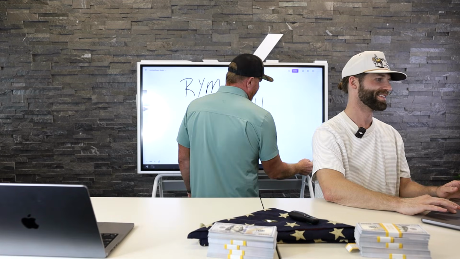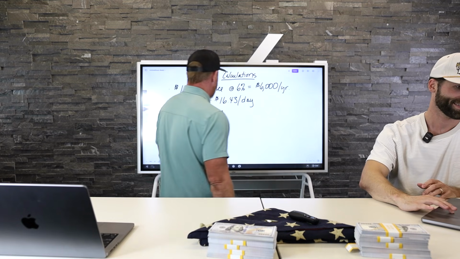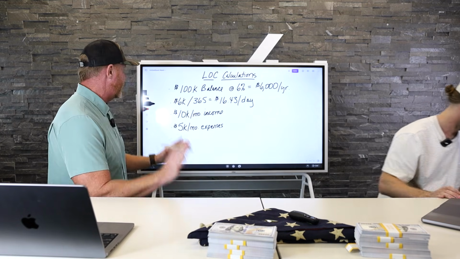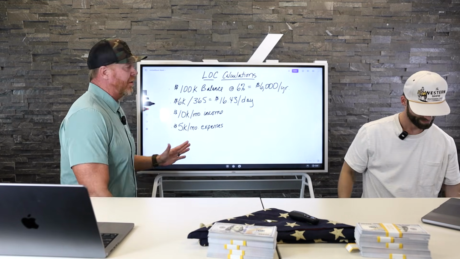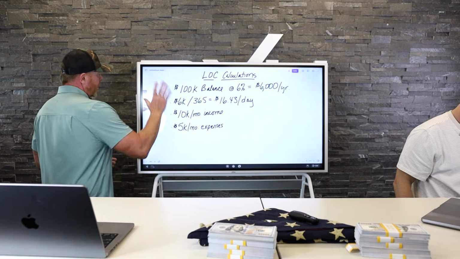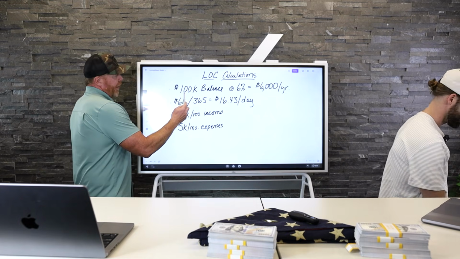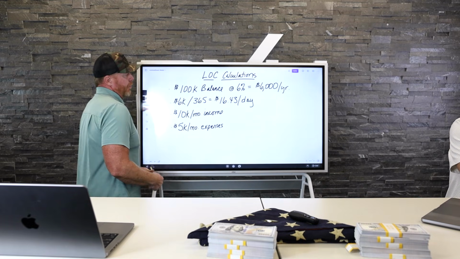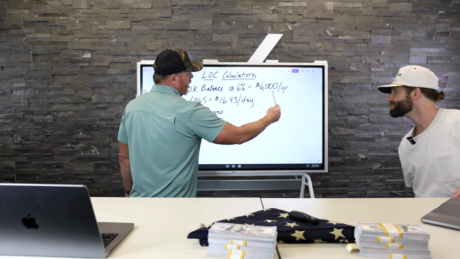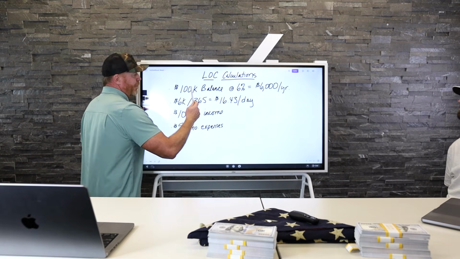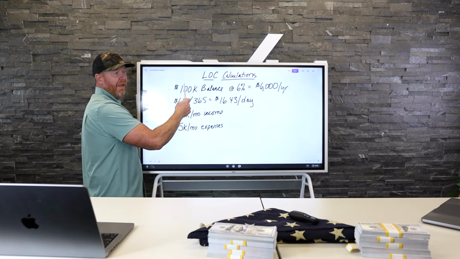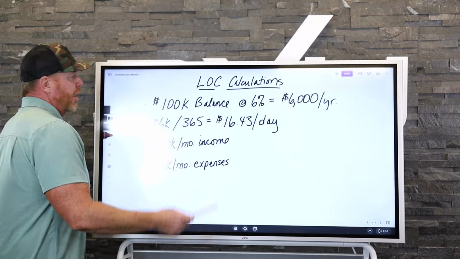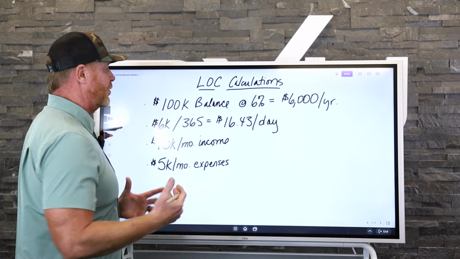I wanted to go further in depth on this tonight than I did last night, so let me break it down. I like to use very easy math, easy round numbers and whatnot. So here's how it works. Say you got a $100,000 balance, all right? Let's say the interest rate is 6%. What that equates to is $6,000 in interest per year if the balance stays at 100 grand all year long, right?